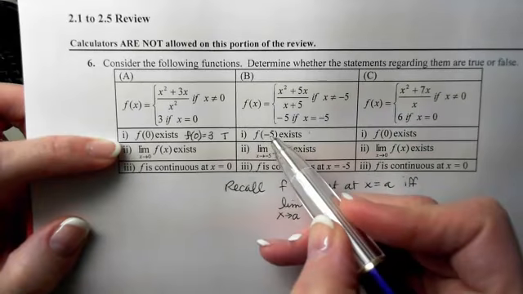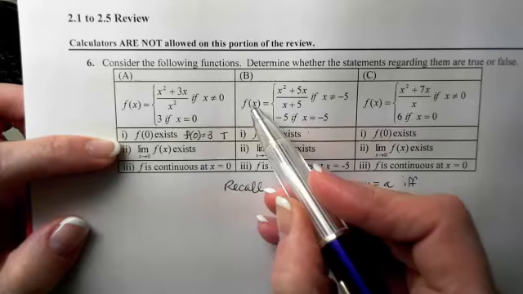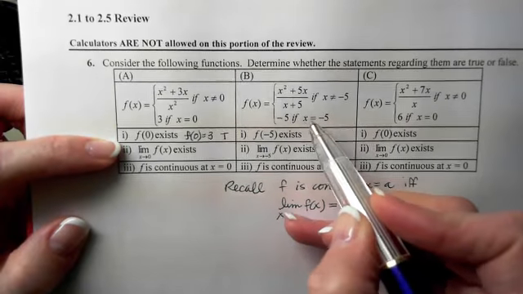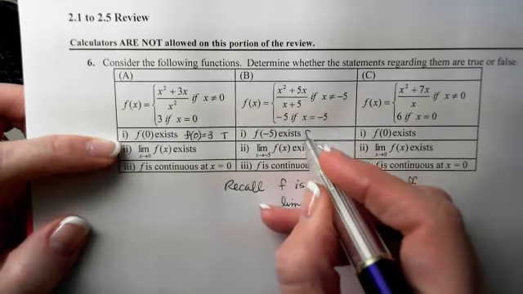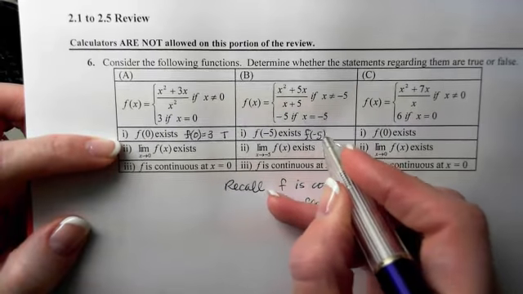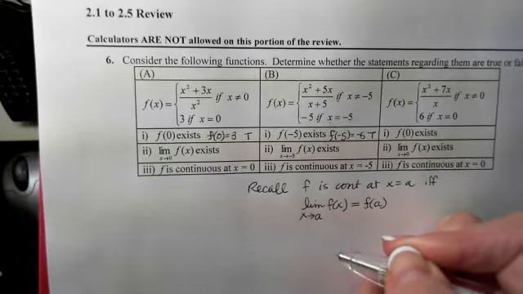Same thing with this one. If I want the input to be -5, then I look for the branch that corresponds to that -5, and then I see what comes out. It turns out that f of -5 is -5. So again, that statement is true.